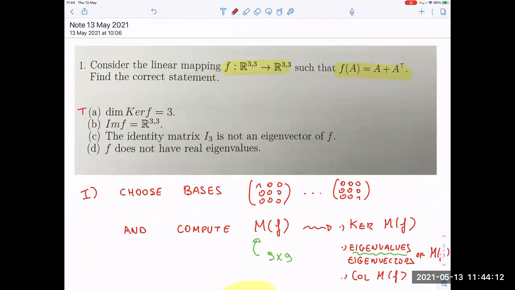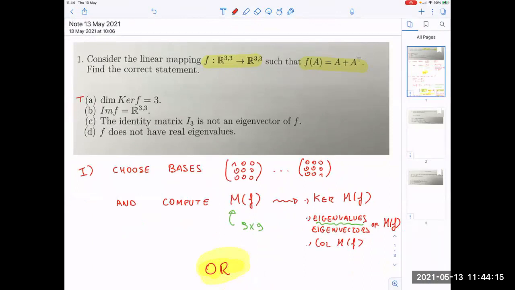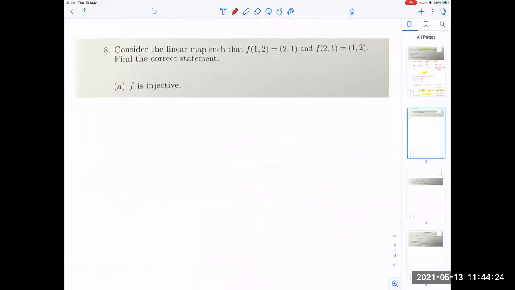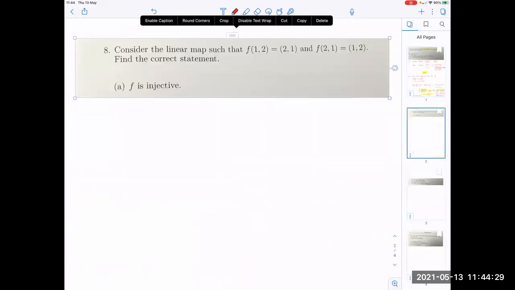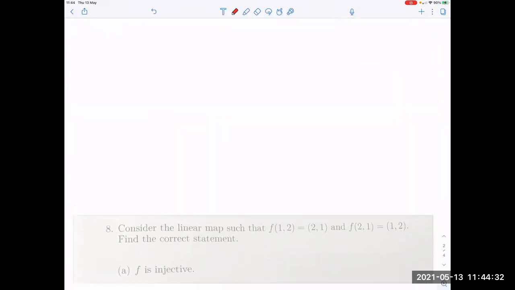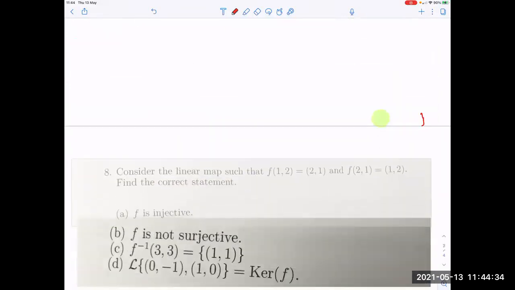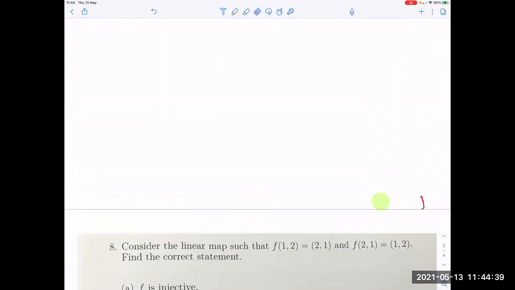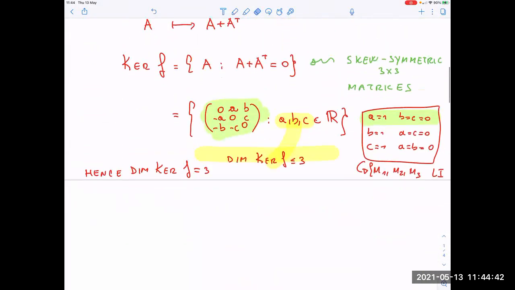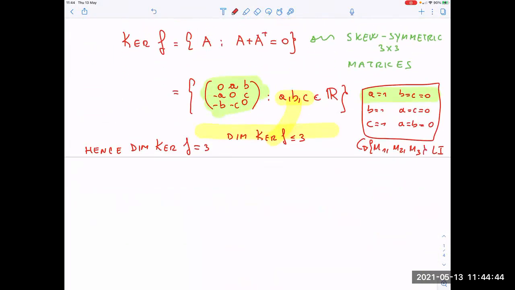Okay, any doubt, question, or remark before we go on with this? Because now I'd also like to go and show to you why the other options are not correct. So let's do this. So any doubt, question, or remark?